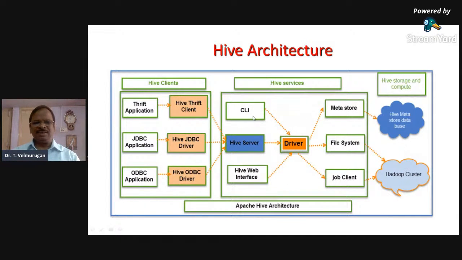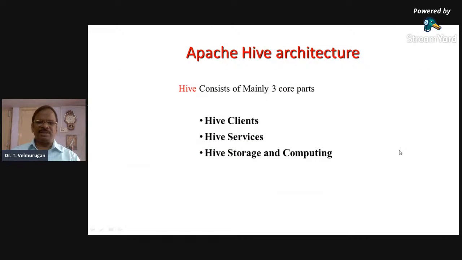Then Hive services: CLI. What is CLI? We will discuss later. Hive services include Metastore, Hive server, file system, Hive web interface, and job client. These are all the Hive service-oriented components. Finally, the information is processed by the Hive Metastore and based databases, and the Hadoop cluster. So Hive storage and compute is the final component of the Hive architecture. Therefore, Hive has three core parts: one is client, second services, and third storage and computing.